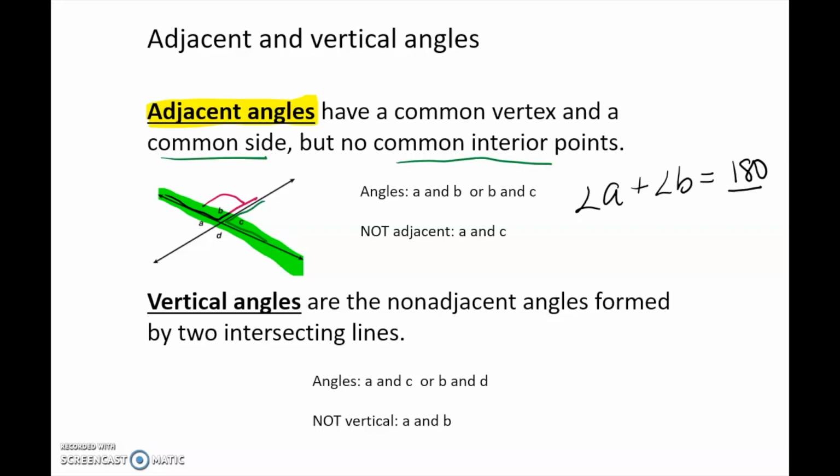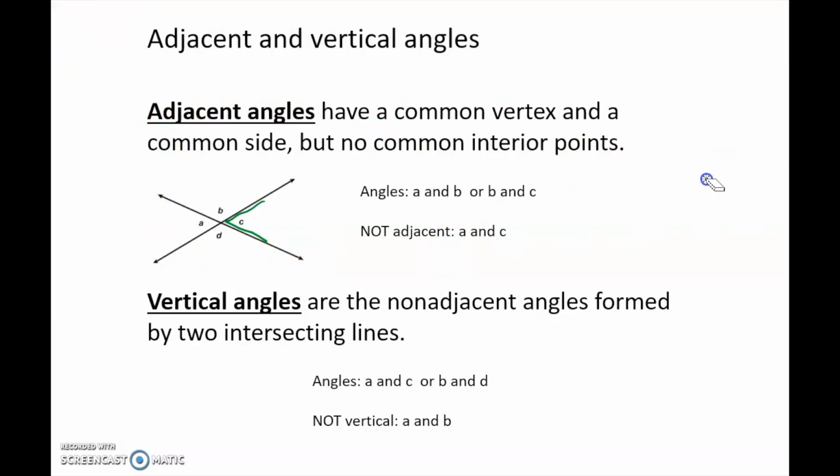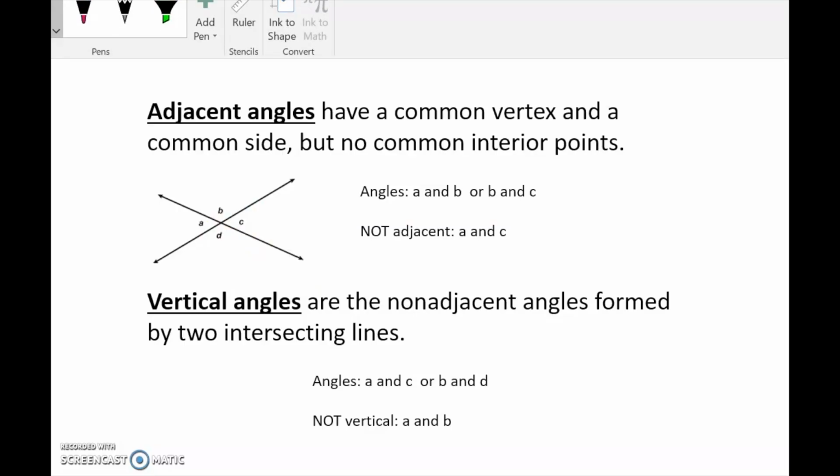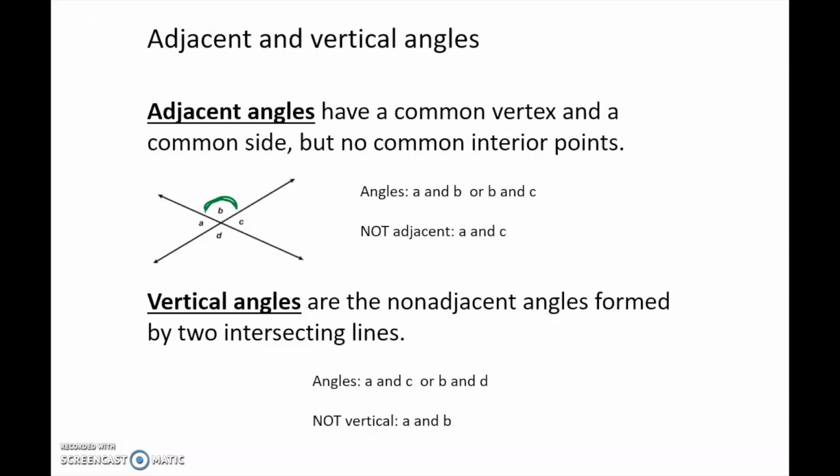Now, we also have some other cool properties going on, and that's with our second vocabulary word, vertical angles. Vertical angles are angles that are across from each other. So angle B and angle D are vertical. The fancy way of saying that is that they're non-adjacent. They're not next to each other. They're across. And vertical angles are always equal to each other. So we're going to use that to set up an equation as well. The fact that those angles are equal will help us make an equation.